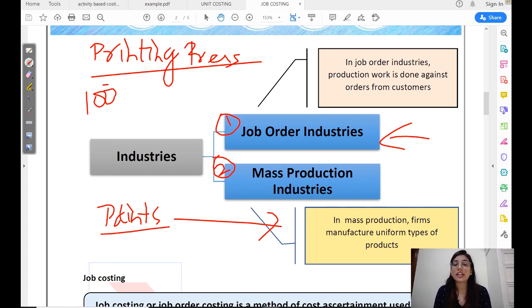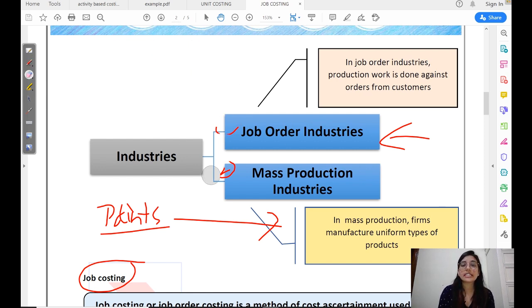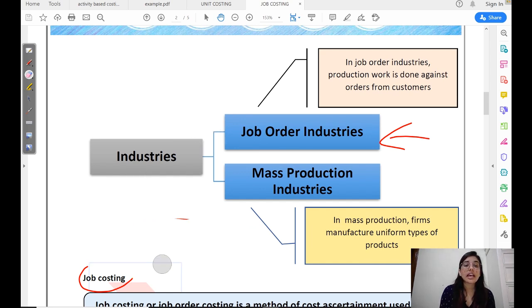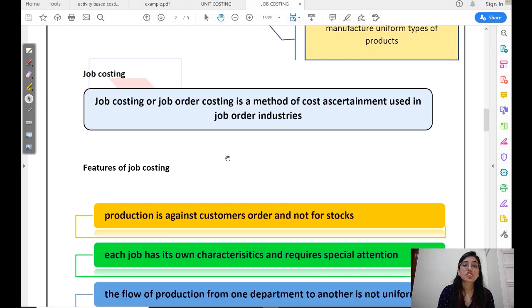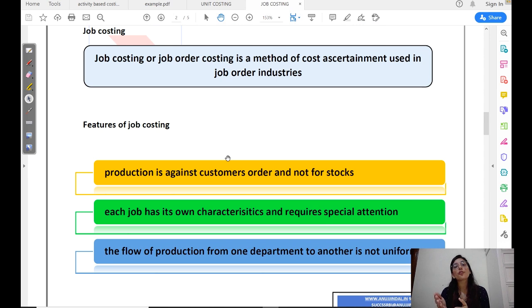So under job order industry, how is cost ascertained? Since we are talking about cost accounting, our major purpose is to understand how cost is determined under different industries. So under the job order industry, the method which we use in order to ascertain or determine the cost is known as job costing method, right? So let us have a look at job costing in detail and how it works. First of all, job costing or job order costing is a method of cost ascertainment used in the job order industries, as I have told you earlier.